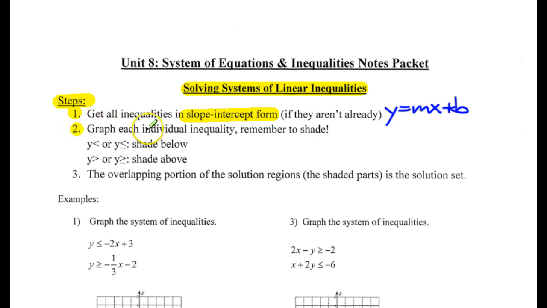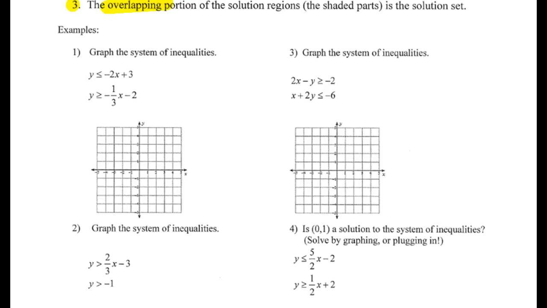Then you're going to graph each individual inequality. Remember, because there's going to be two. Remember to shade. Shade below if it's y is less than or equal to. Shade above if it's y is greater than or greater than or equal to. And now the overlapping portion, so the part where they're both colored in together, is where your answer is, because we want that answer where it's the same answer for both at the same time. Okay?